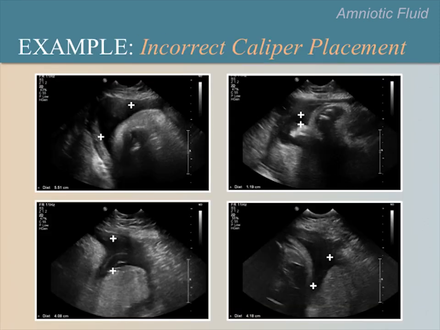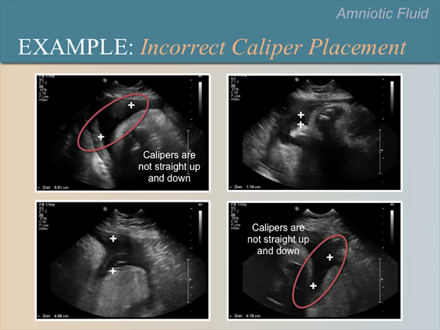In the upper left and lower right images, the calipers are not straight up and down from each other. In the lower left image, there is umbilical cord in the vertical path connecting the 2 calipers. Remember that neither umbilical cord nor fetal parts can be in the path of the calipers.